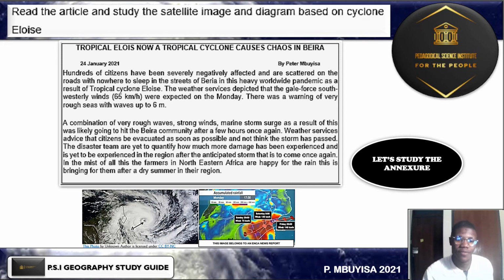Weather services advise that citizens be evacuated as soon as possible and not think the storm has passed. Now that is telling you something. There was a storm that affected a lot of people, and there is a short section of time now where there is no storm. So take note of that. And then it's a warning here to say citizens are warned not to think that the storm has passed, which means it has not passed, right? It is yet to come.